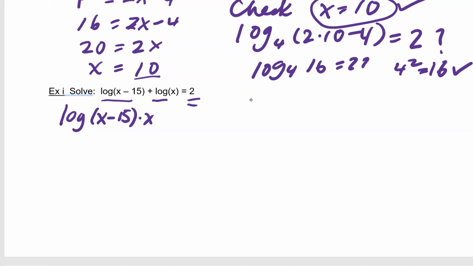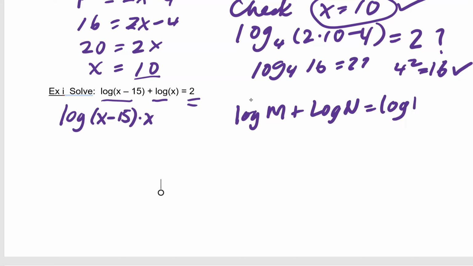Again, that's counterintuitive, but it's based on our property that log of m plus log of n is going to equal log of m times n. So again, in a single log, the interiors are multiplied. Once we've combined the left-hand side over here, we're going to still set this equal to 2. And just like before, we will convert between log form and exponent form.